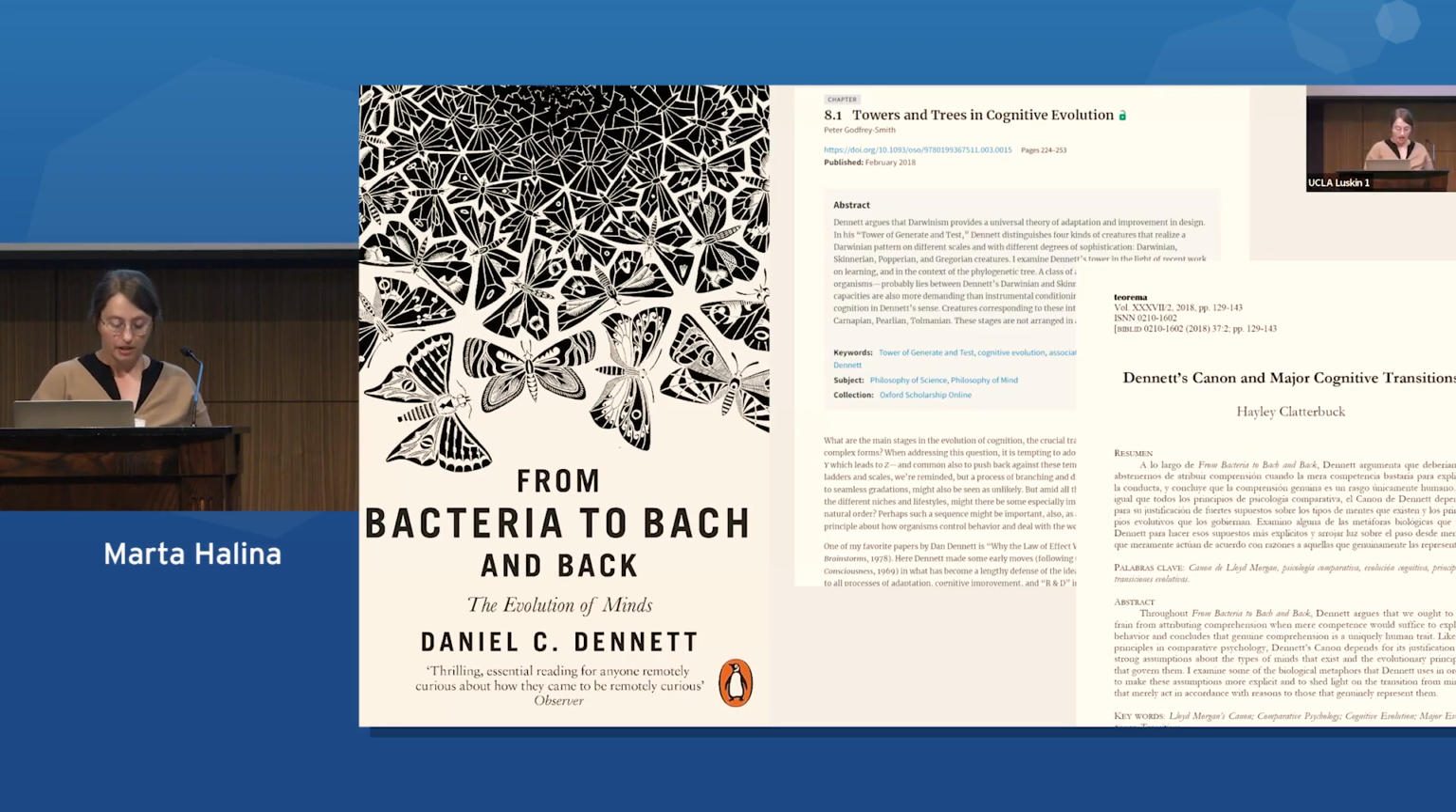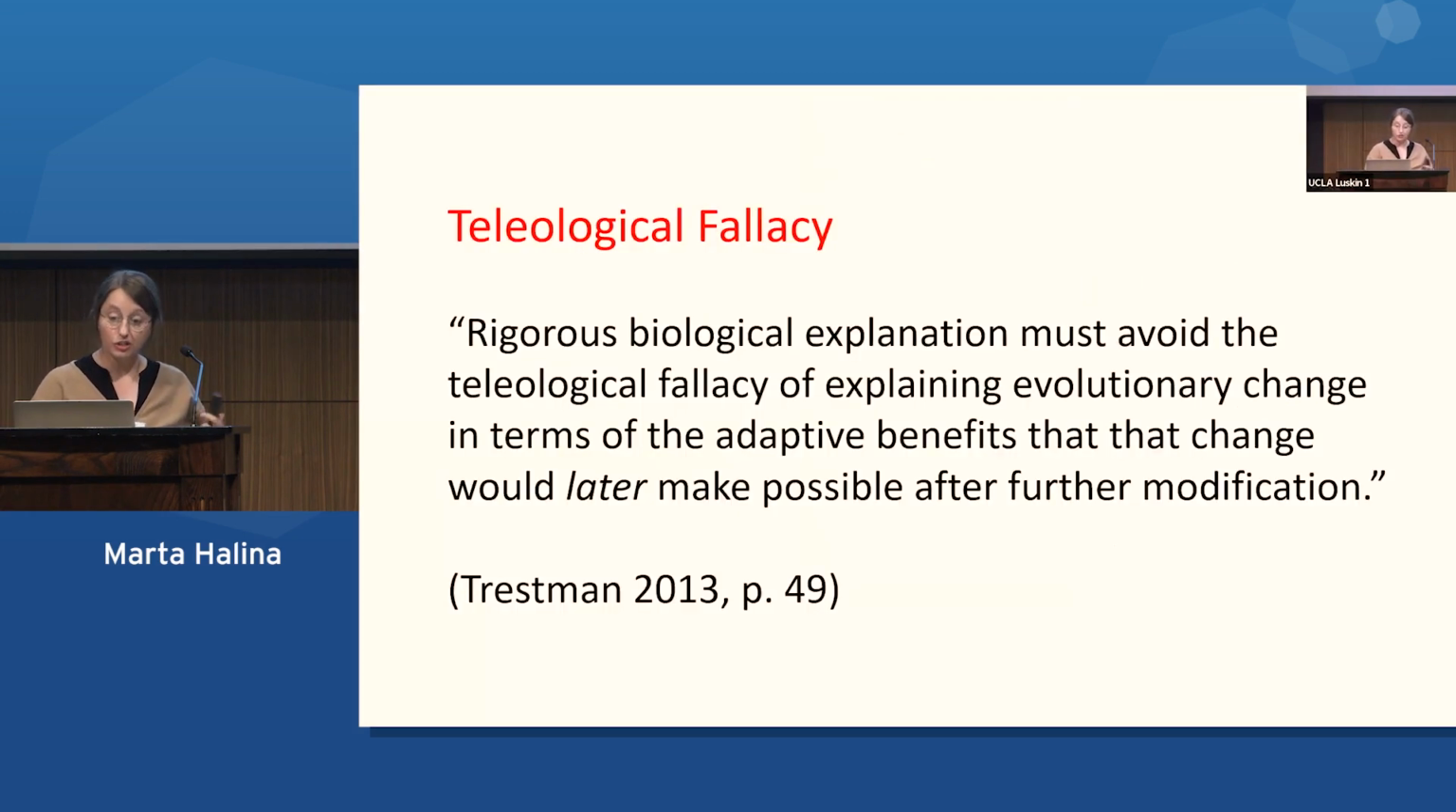it remains a mystery why it evolved, what led to its evolution if its benefits came later. And so this dilemma can be understood as a teleological fallacy. This is the way that Michael Tressman puts it. He says that rigorous biological explanation must avoid the teleological fallacy of explaining evolutionary change in terms of the adaptive benefits that the change would later make possible after further modification.